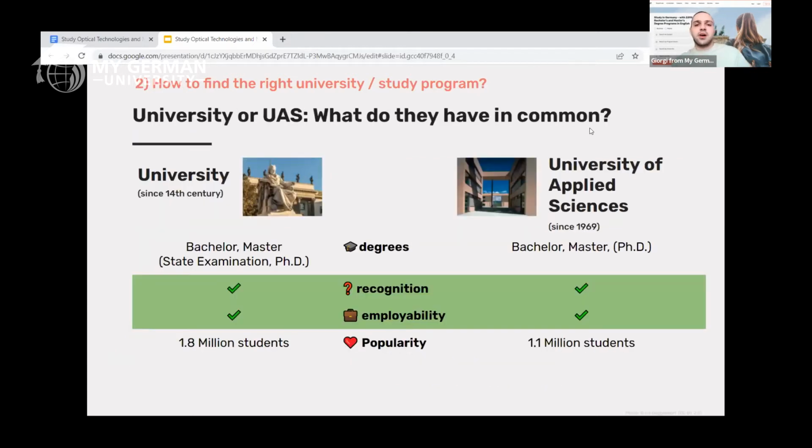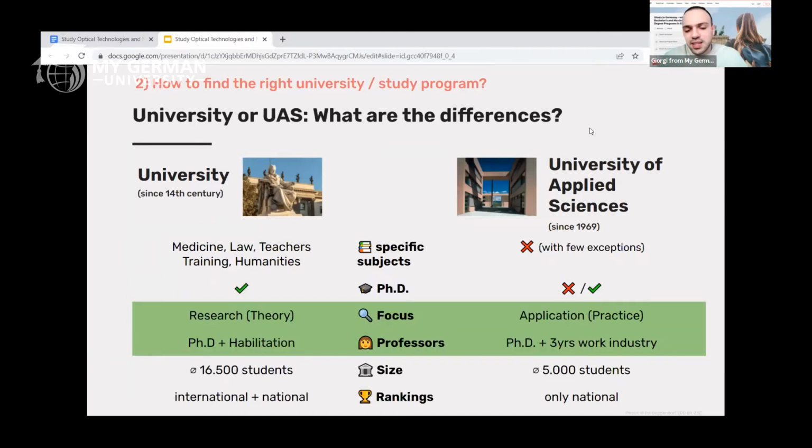So of course, you may then ask, what is the difference between university and University of Applied Sciences? My answer would be that there is not that much difference, but what I want you to know is that both are high quality. Of course, they are both great types of universities. The only thing is that maybe the focus might be interesting for you. In Universität type of universities, the focus is more on research and theory, and University of Applied Sciences focuses more on application and practice. This is what I want you to remember from my part.